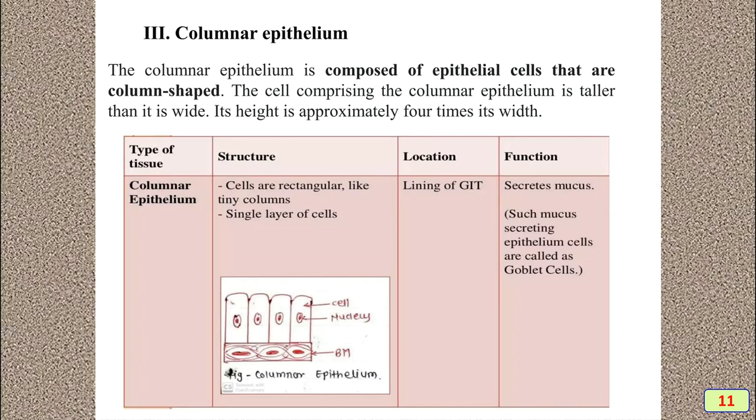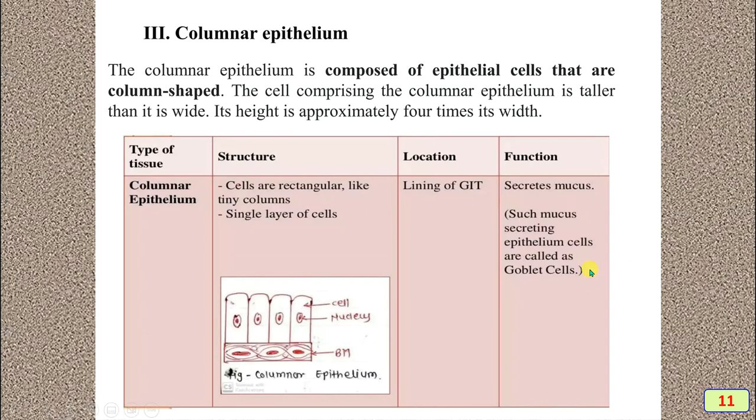Whereas the third one is the columnar epithelial cells. As you see from this figure, columnar epithelium has regular structures, a tiny columnar shape, and a single layer of cells. Columnar epithelium is taller than it is wide. You can see here the lining of the GIT cells, which is required for absorption, and they secrete a lot of mucus, such as mucus-secreting epithelium cells.